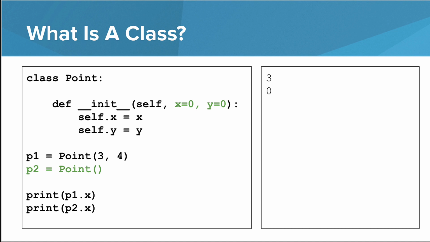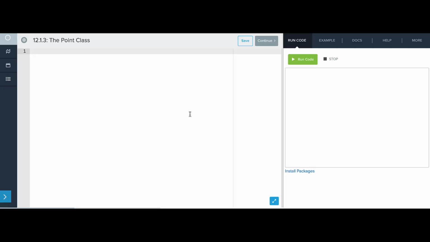And check this out. As a final touch, we can give default values to the parameters x and y. This means we can either specify x and y when we create a new point, or we can not specify them, in which case they will be 0 and 0. Let's try making this point class in the editor.